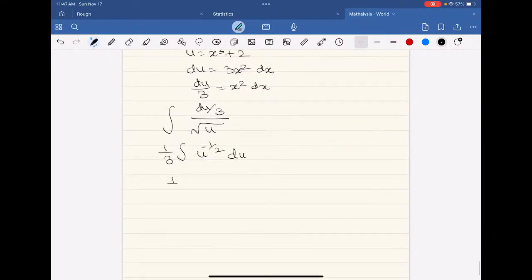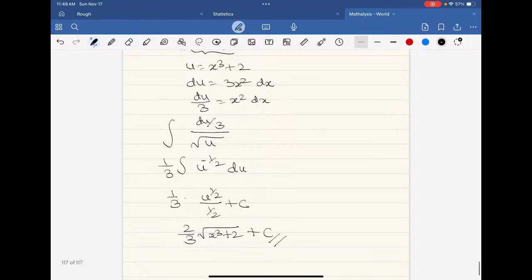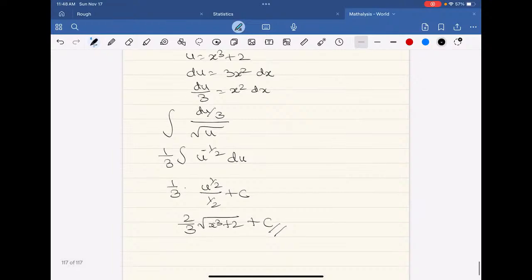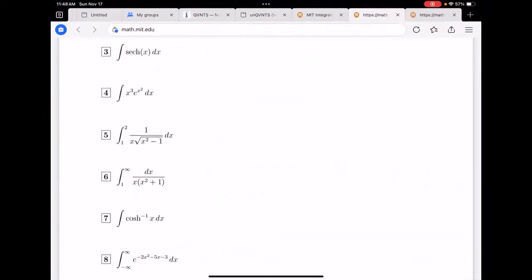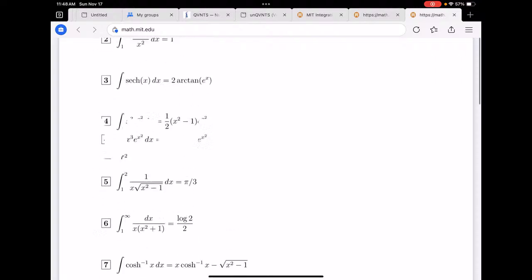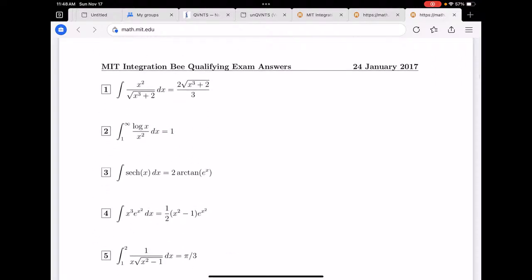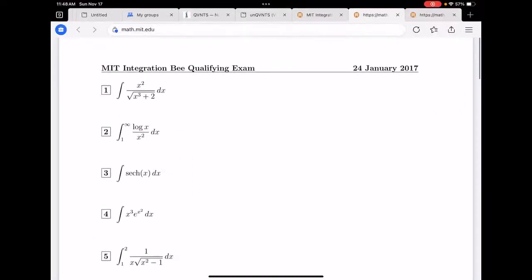If we use that, this will just be u to the power 1 by 2, divided by 1 by 2, plus c. This 2 goes in the numerator, so 2 by 3 square root of u, where u is x cubed plus 2, plus c, and this is the answer. So this wasn't too hard, right? This was just a u substitution, and then we got the answer: 2 by 3 square root of x cubed plus 2. Let's check the answer. Yeah, that's the answer. Now let's go to the next one.